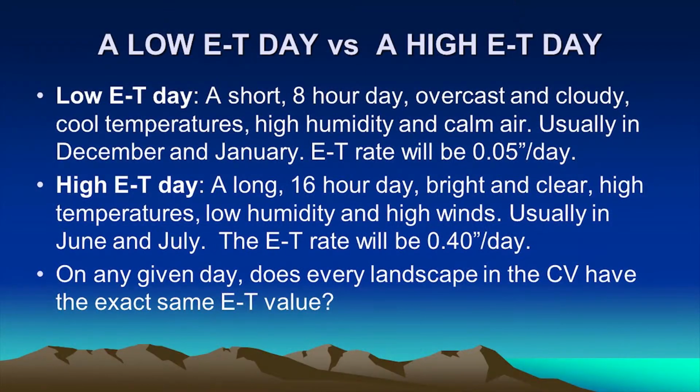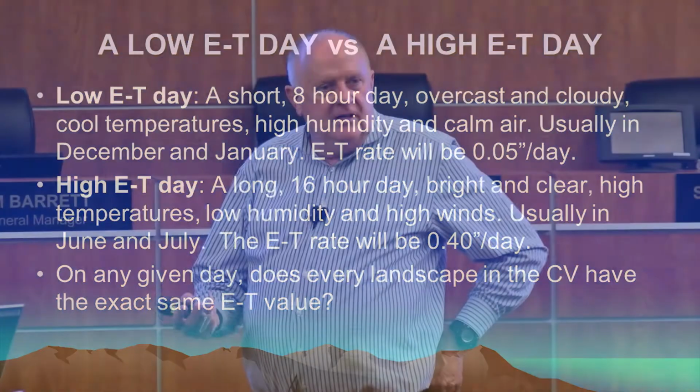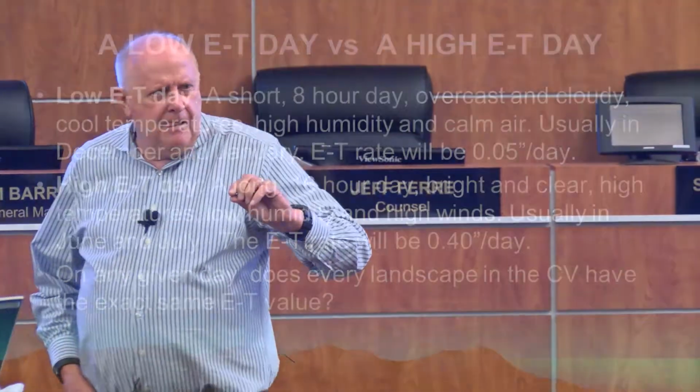A low ET day. Sure, it will be a short day. It'll be about 8 hours in duration. It will be overcast and cloudy, no sunlight. Temperature will be cool. We'll have high humidity, and the air will be calm. This usually happens in December and January. And the ET rate will be maybe 0.05 of an inch a day. Right? Really low water use then.